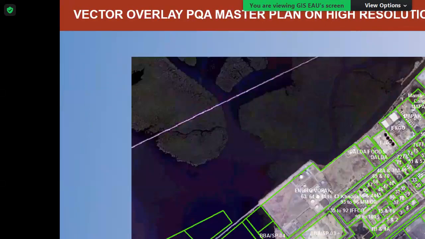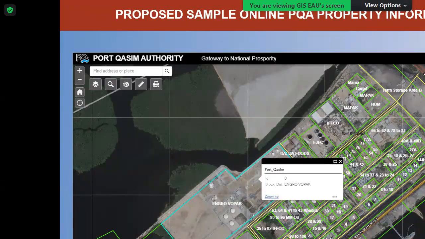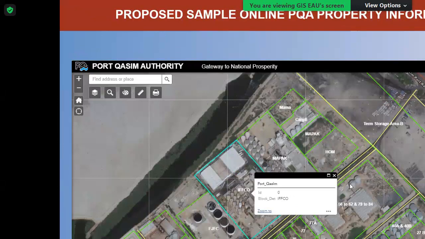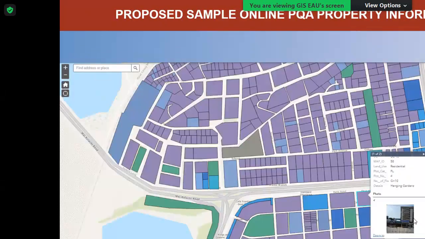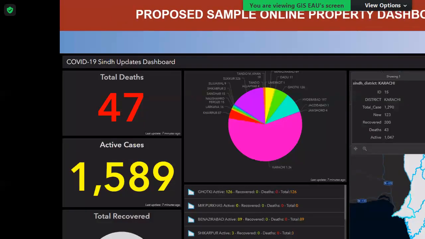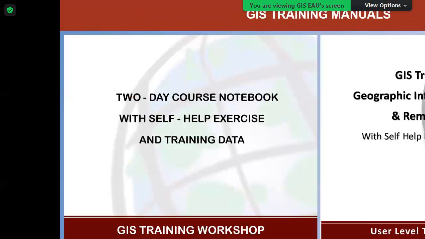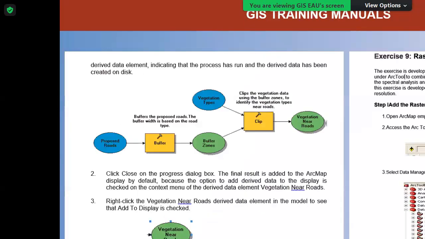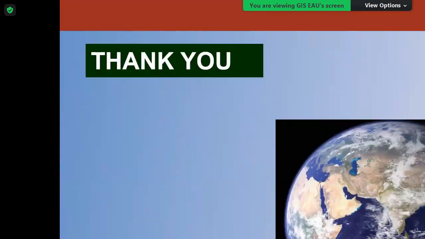We have done this. We have developed this model, and we know each and every plot. This is online ArcGIS, and you click on this and you get the dashboard that we have created, and these are the training manuals that we have created, 2-day course, 1-day course, GIS training, self-exercises for the Sydney Coastal. These are the models that we created. So just to give you an idea, this is a quick run. All right?